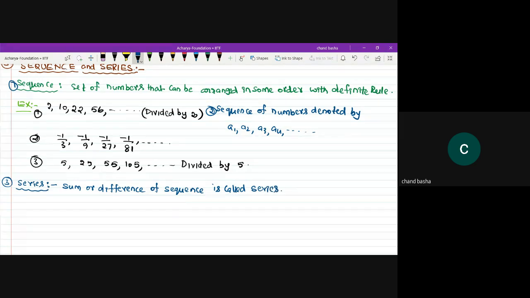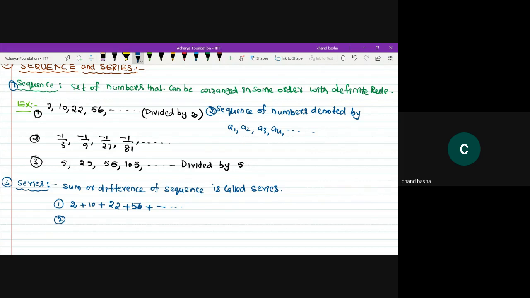Sir, what is the difference and how can we identify whether it is a sequence or series? Let's see here. I'm going to take the first example: 2 plus 10 plus 22 plus 56 plus and so on. This is an example of the series.